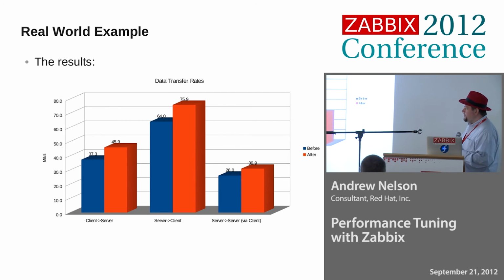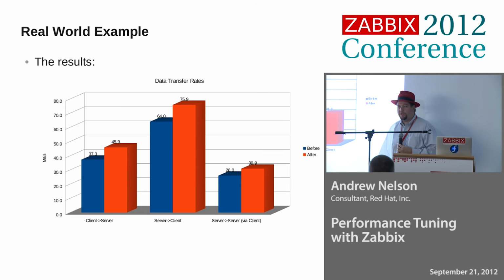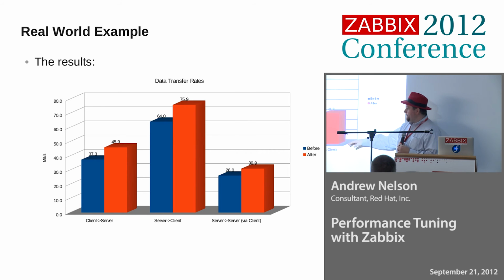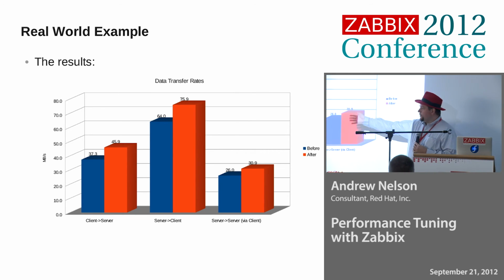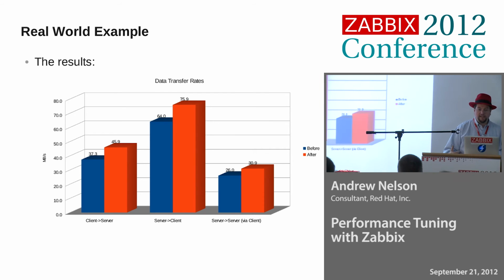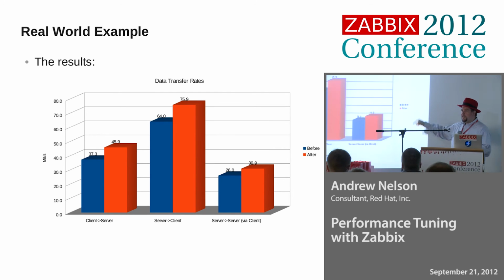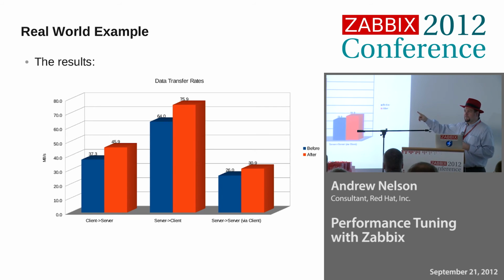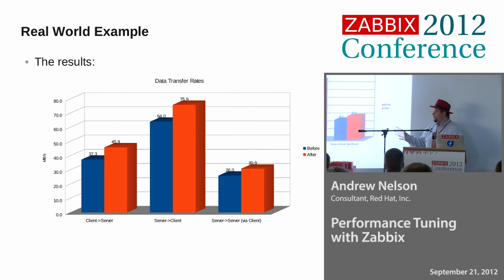So I did these changes. Here's what I saw in my performance change. I'd say that's pretty decent. In terms of client to server, we went from 37 megabytes a second to almost 46 megabytes a second. When I went server to client, pulling it down, I'm seeing a huge change. Anyone have an idea why? It was kind of an interesting revelation as to why we see this change.